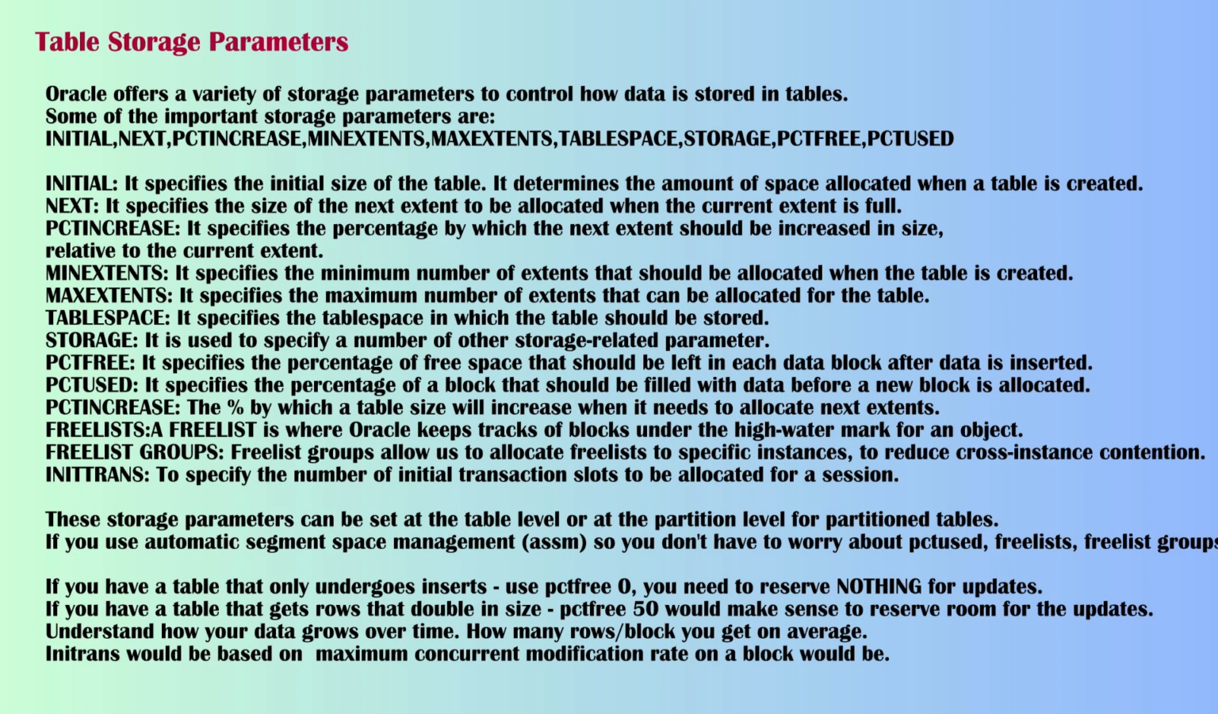INITRANS is a parameter that can be used with Oracle's SET TRANSACTION command to specify the number of initial transaction slots to be allocated for a session. When a transaction begins, it requires a transaction slot to be allocated to store transaction-specific information such as undo information, locks, and version information. By default, Oracle allocates 2 transaction slots per session. However, you can use the INITRANS parameter with the SET TRANSACTION command to increase the number of initial transaction slots allocated for a session. For example, the following command sets the initial transaction slots to 10 for the current session.